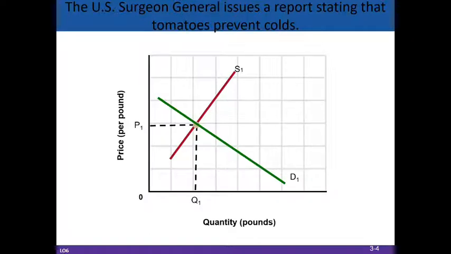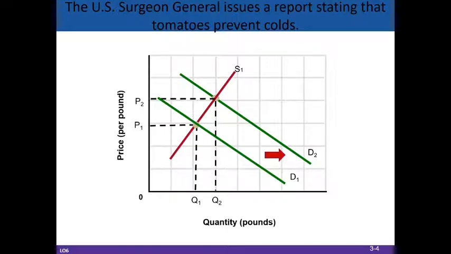We need to now decide if we have an increase in demand or a decrease in demand. Since we now know that tomatoes prevent colds, we will increase our demand for tomatoes. That will be a rightward shift. With the new demand, we have a new equilibrium, and at the new equilibrium, we have a new price and new quantity. The price will be higher and the quantity will be higher when we have a rightward shift in demand.